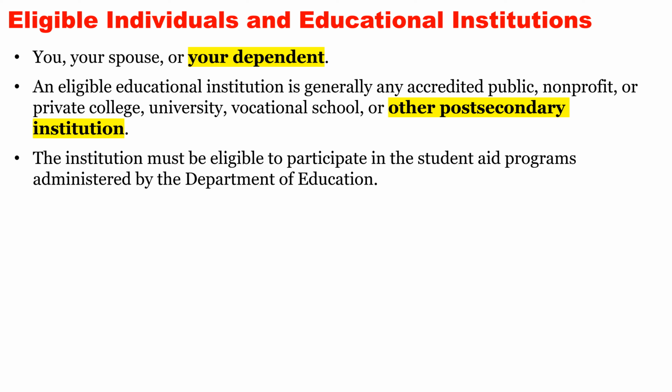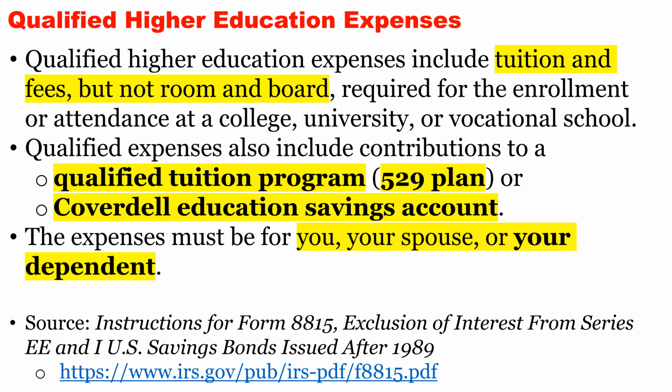Qualified expenses must be paid to an eligible educational institution, which is any accredited public, nonprofit, or private college, university, vocational school, or other post-secondary institution. Qualified higher educational expenses include tuition and fees, but not room and board, required for enrollment or attendance. Qualified expenses also include contributions to a 529 plan or a Coverdell Education Savings Account. The expenses must be for you, your spouse, or your dependent.